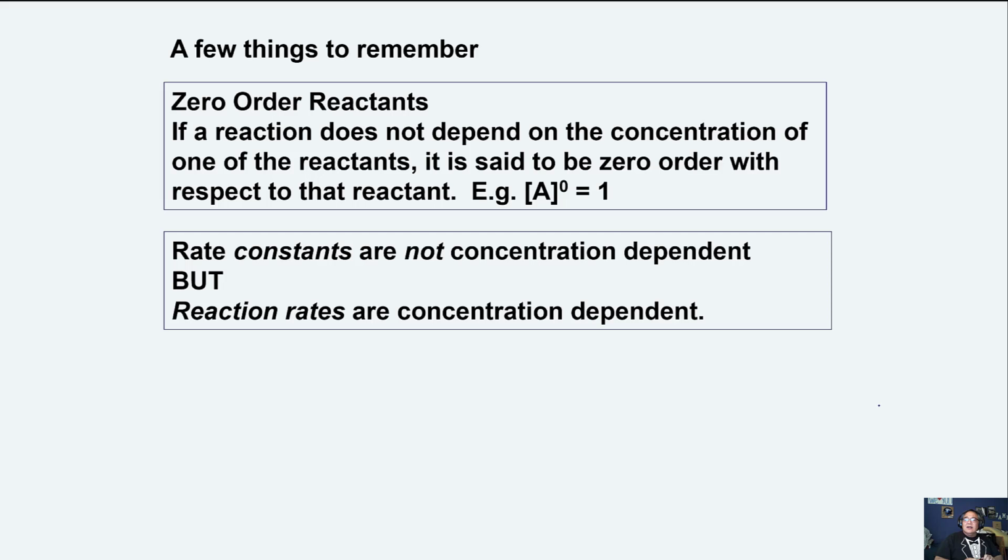Now, rate constants, right? Rate constants are not concentration dependent, but reaction rates are. And what I mean by that is that we know that rate is equal to K times something to an exponent, right? This is the rate constant. The reaction rate is concentration dependent, but K is part of that same equation, so it's not concentration dependent.